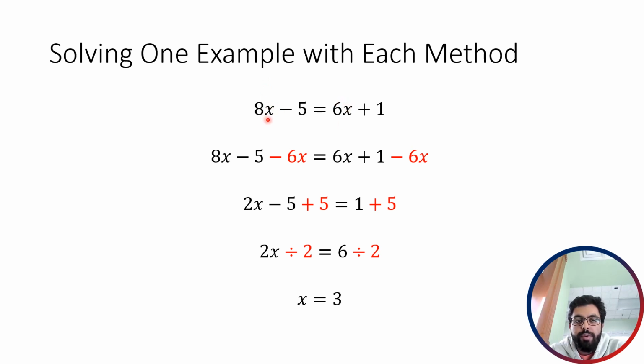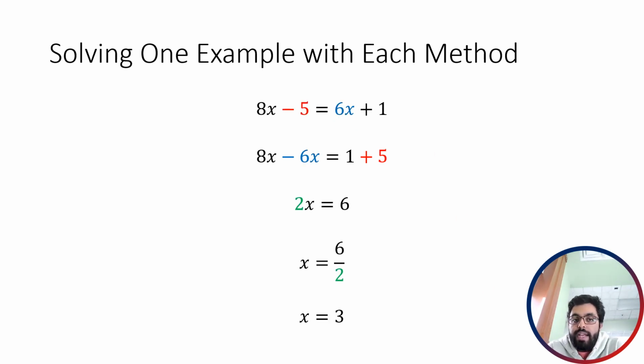So if we plug in a 3 right here, 8 times 3 is 24. 24 minus 5 is 19. And on the right side, 6 times 3 is 18, plus 1 is 19. So we've got 19 equals 19, so that's the right answer.